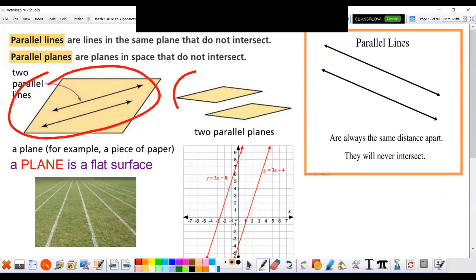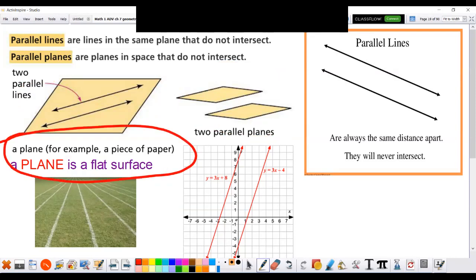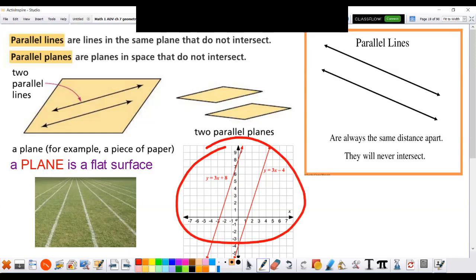Here's parallel planes. What is a plane? A plane is a flat surface, like the ground on a football field, or a wall, or the ceiling. We call that a plane. So here's two parallel planes. Somebody could be standing on one of them. Here's another person standing on the other, like first floor and second floor.